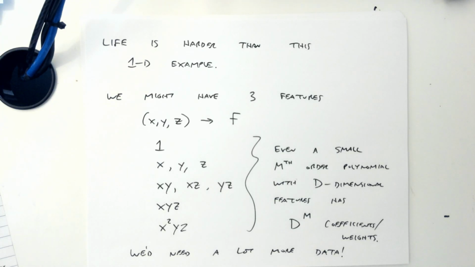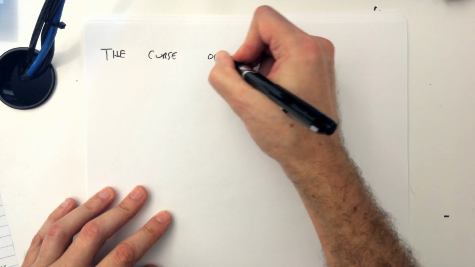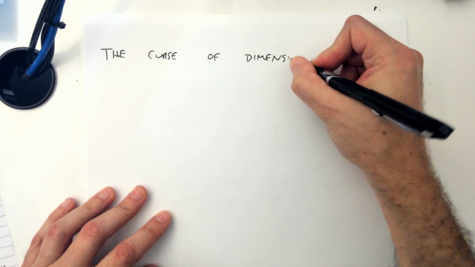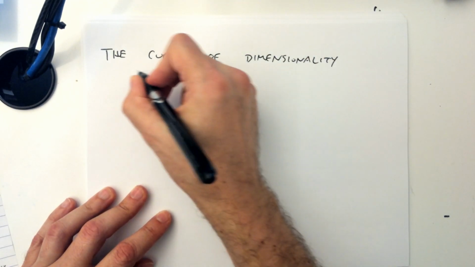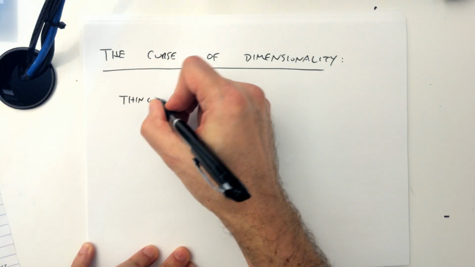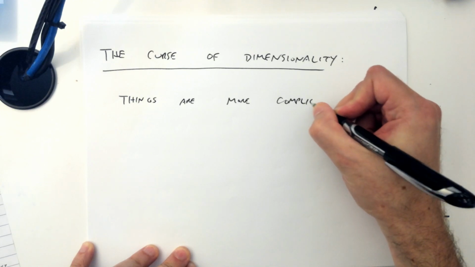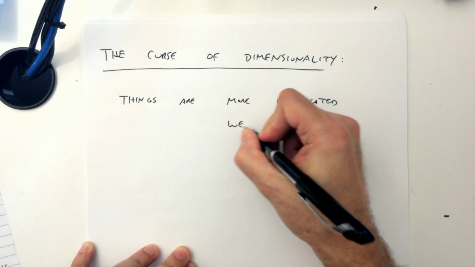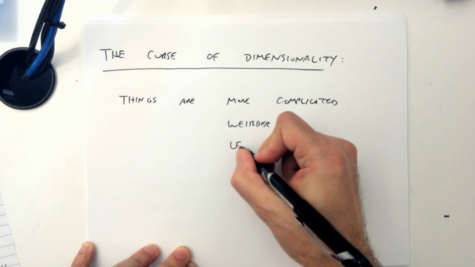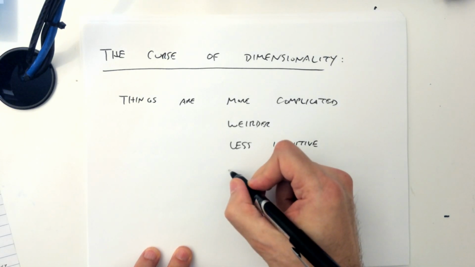again, this is going to be a little bit hand-wavy, but there's something called the curse of dimensionality, which is not a very well-defined thing, but I need to say it because this is a machine learning class. So it's called the curse of dimensionality. So in brief, what this means is that things are more complicated, weirder, less intuitive in high dimensions.